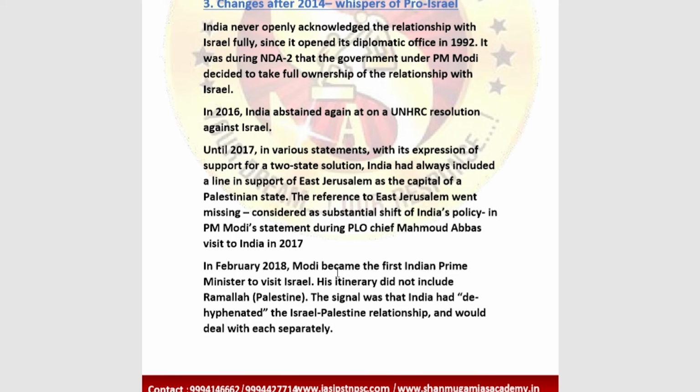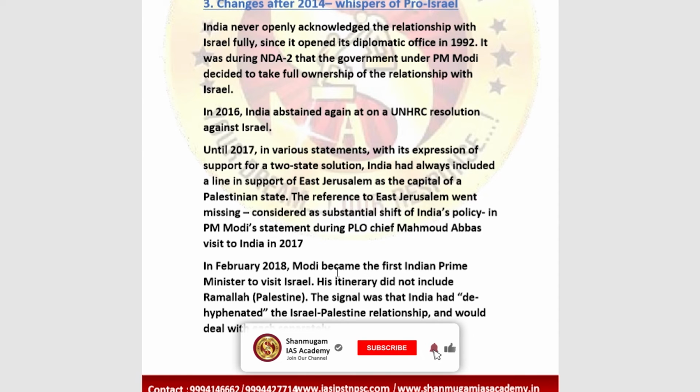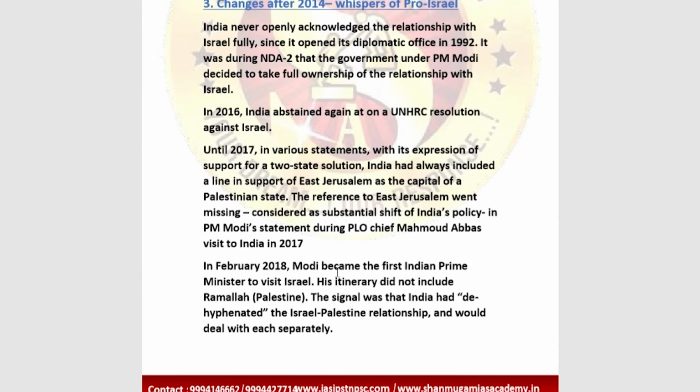Our country opened a diplomatic office in Tel Aviv, Israel, in 1992, but the NDA under Prime Minister Modi decided to take full ownership of the relationship with Israel. And in 2016, what happened? India abstained again on a UNHRC resolution against Israel. Until 2015, in various statements expressing support for a two-state solution, India had always included a line of support for East Jerusalem as the capital of the Palestinian state. The reference to East Jerusalem went missing, which was considered a substantial shift in India's policy.